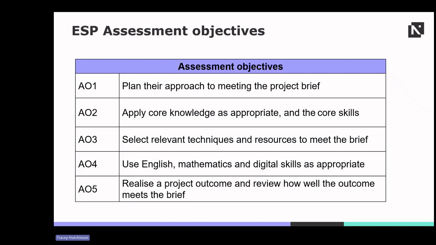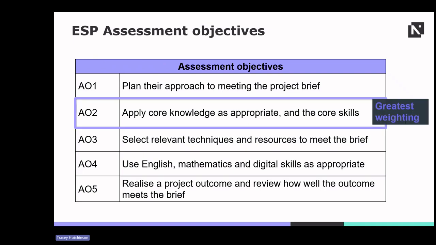So much like their exams, there are AOs being assessed within the employer set project. However, as you can see, there are 5 in the employer set project. This is to include the use of English, maths and digital for AO4 and the realisation of a project outcome for AO5. Again, AO2 has the greatest weighting. Not only is this the application of core knowledge, but this is also the opportunity for the students to apply their core skills.